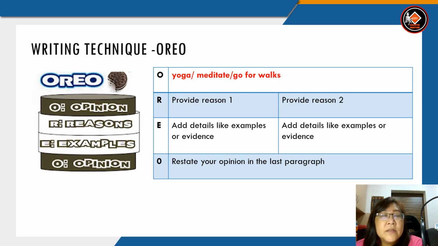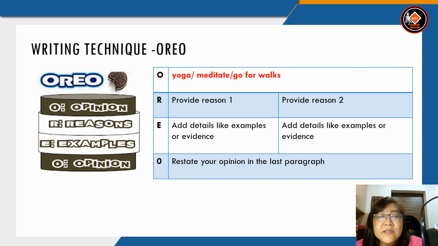Dear students, do remember to use the Oreo technique. So you can choose the option of yoga or meditate or go for walks. So here there are 3 choices. So remember, choose one only. Then provide reason 1, provide reason 2, and you can add details like examples or evidence.